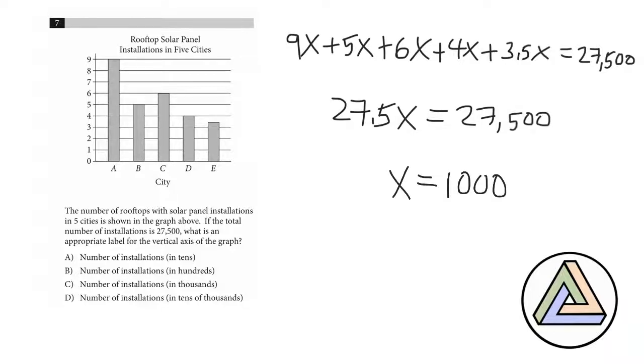So in other words, let's just analyze this one. That was the first city, right? City A was all the way up to 9, and that corresponded with this thing called 9x. So City A does not literally have 9 rooftop solar panel installations in it. City A has 9 times x, also known as 9,000 rooftop solar panel installations within it. So this y-axis, also known as the vertical axis, is in thousands. All right, so that's how you do that.